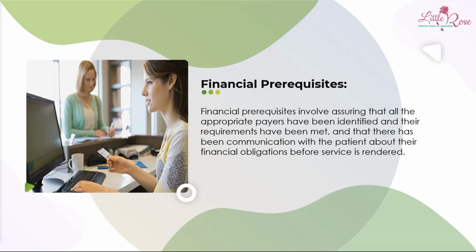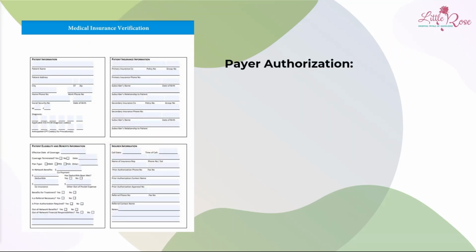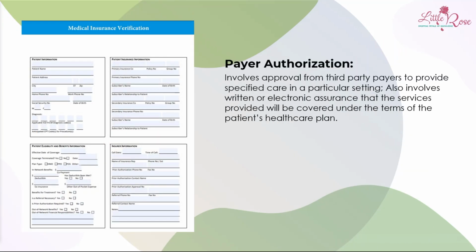Financial prerequisites. Financial prerequisites involve assuring that all the appropriate payers have been identified and the requirements have been met, and that there has been communication with the patient about their financial obligations before services are rendered. Payer authorization. Payer authorization involves approval from third-party payers to provide specific care in a particular setting. It also involves written or electronic assurance that the services provided will be covered under the terms of the patient's healthcare plan.